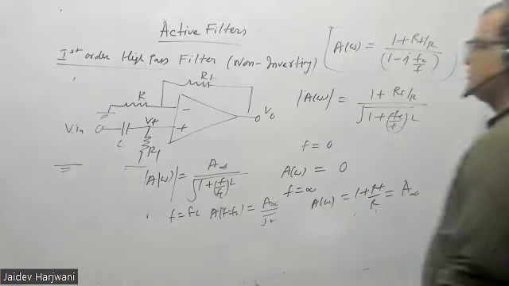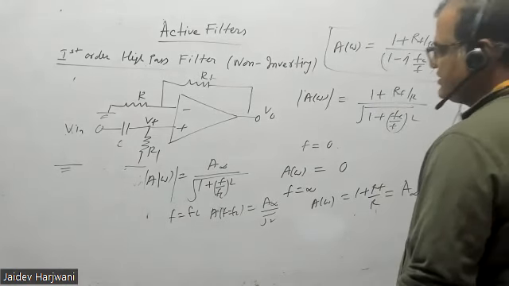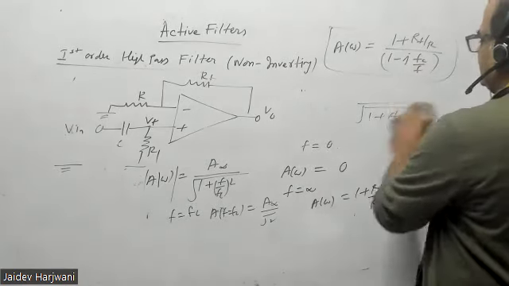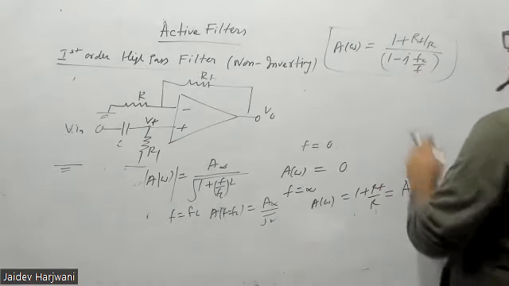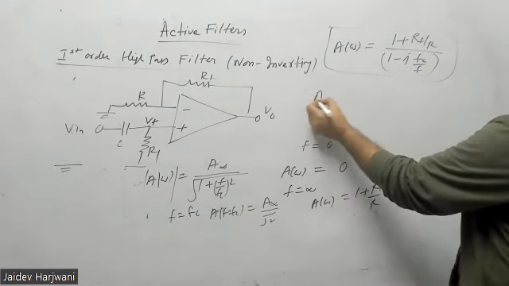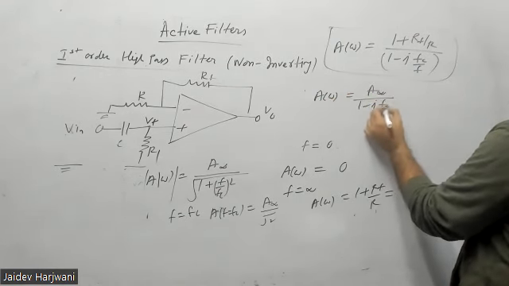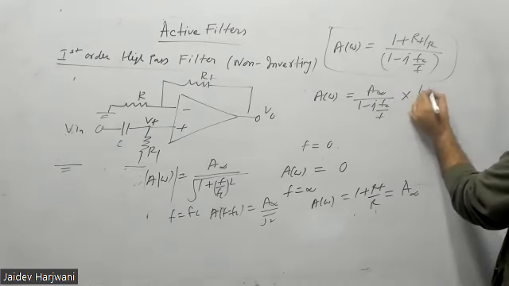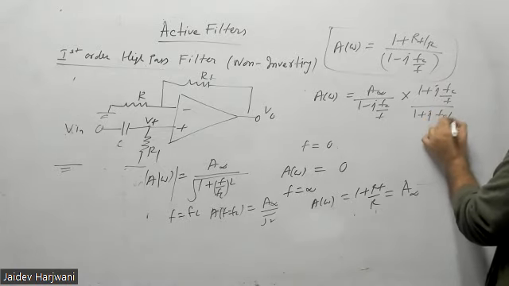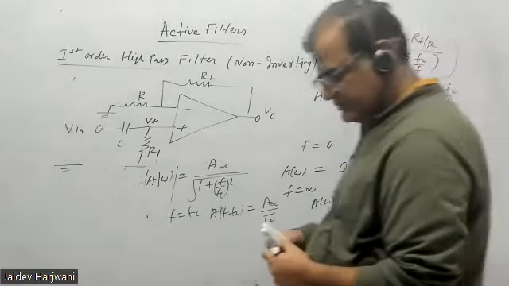Again, what about the high pass filter phase? This time, what is the phase? Tell me. Positive or negative? Now, here already we're getting a negative phase. You want to find the phase. So my A is A infinite, 1 minus j Fc by F. You multiply by 1 plus j Fc by F and 1 plus j Fc by F. And tell me what is the phase. Calculate and tell me the phase.